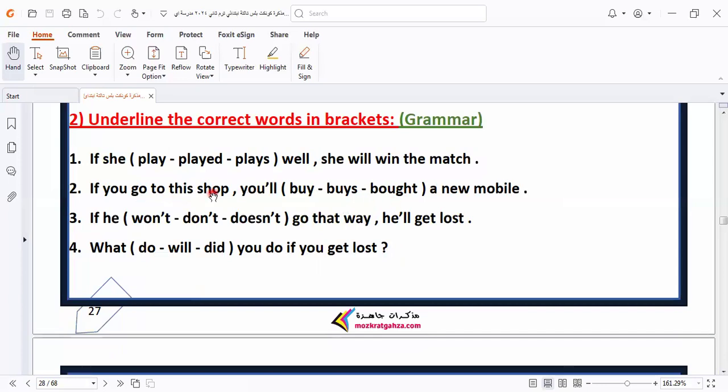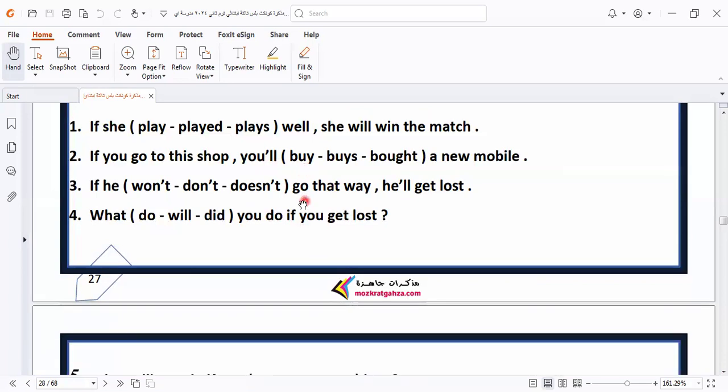If you go to the shop, you will buy. Can you say bought? Wrong. Why? Because modals are always followed by the infinitive form, as we told you before. If we write any tense except the infinitive form, the answer will be wrong, and we will get 0 in the exam. So you must know that modals are always followed by what? Always followed by the infinitive form. So the answer here will be: will buy.